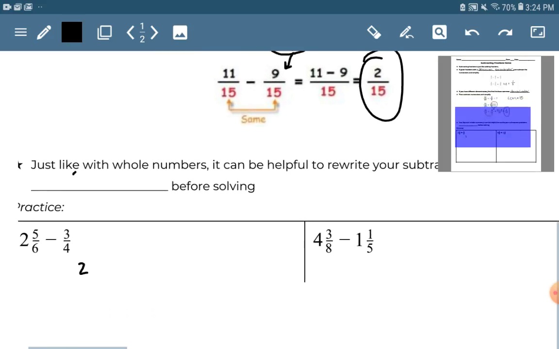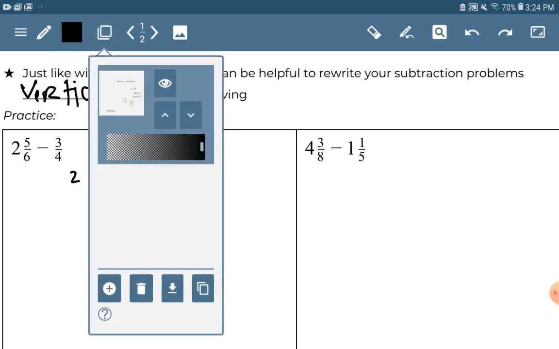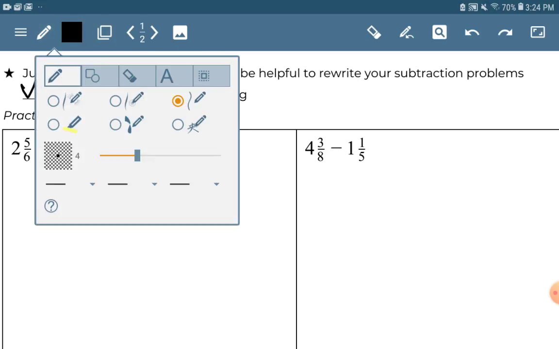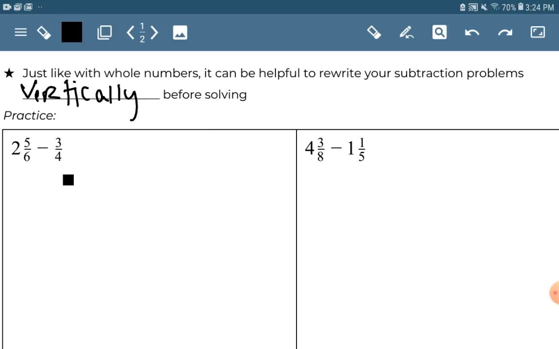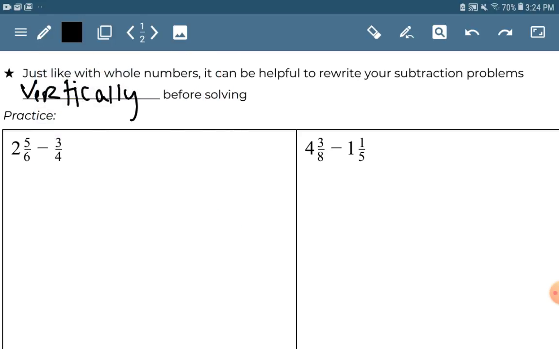Before we get to the practicing, I want to mention that it can be helpful, just like with whole numbers, to write your subtraction problems vertically. Writing them vertically can be helpful for situations in which we need to borrow. We're not going to be doing that quite yet, but we want to prepare for that.